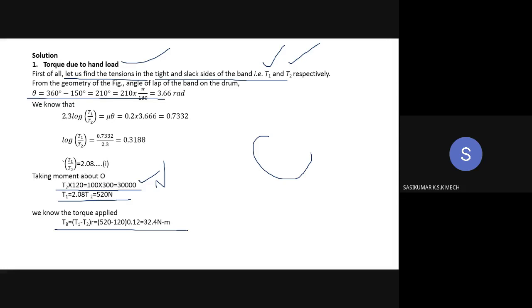And now the braking torque is also obtained using this relation. Torque is nothing but force into perpendicular distance. Here the perpendicular distance is the radius, and the force is T1 minus T2, the tension of band 1 and band 2. Here T1 is 520, T2 is 120. I think there is some mistake here. And so the braking torque is 32.4 Newton meter.